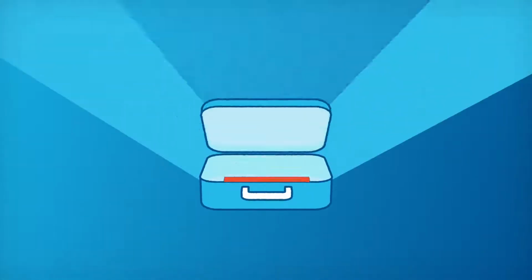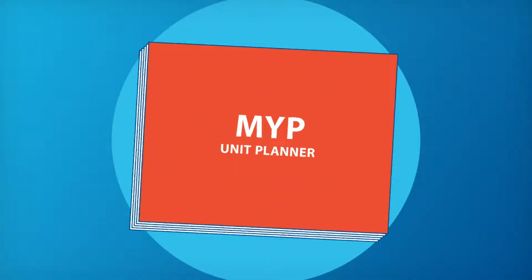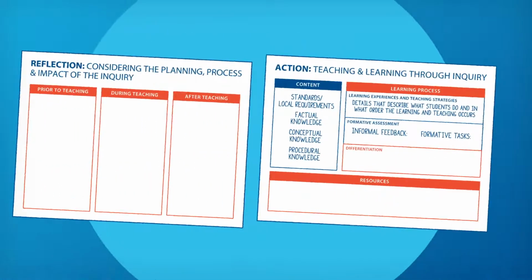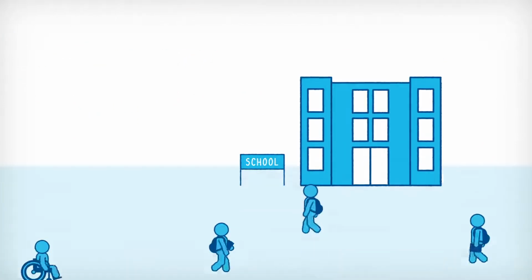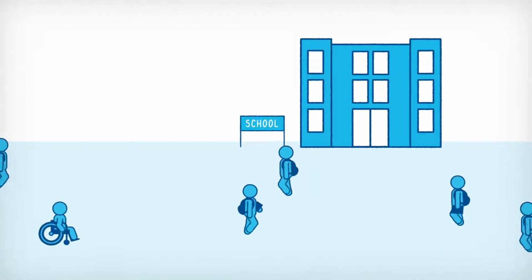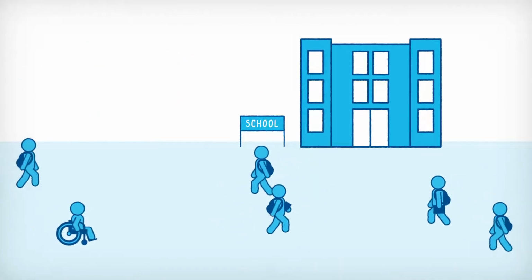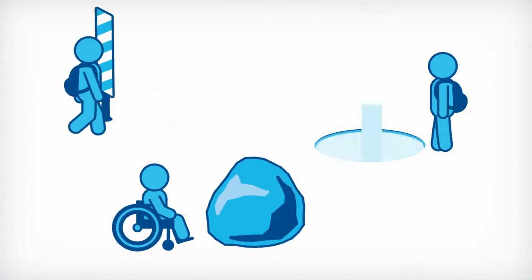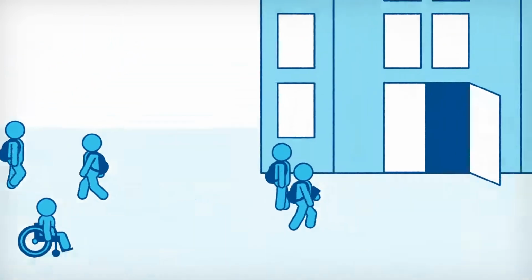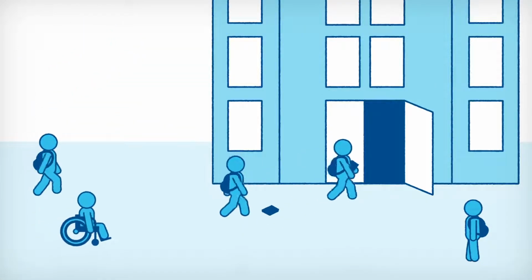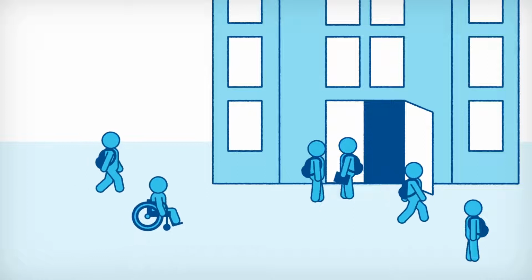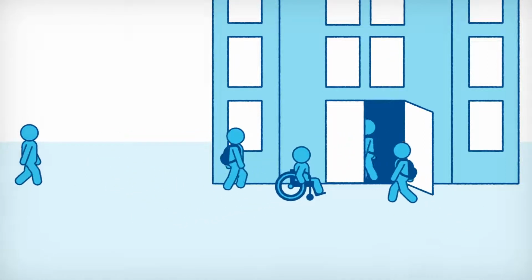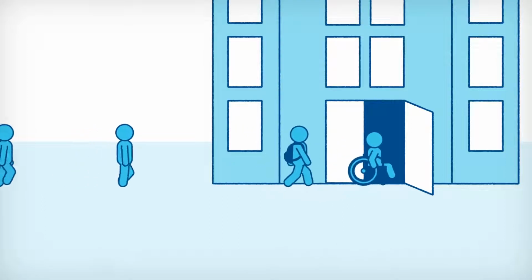In this final video in the Unit Planning series, we will review the differentiation, resources, and reflection sections of the unit plan. The aim of all aspects of the MYP is to increase access and engagement for all students by identifying and removing barriers to learning, and to create a learning culture that supports all students in reaching their full potential.